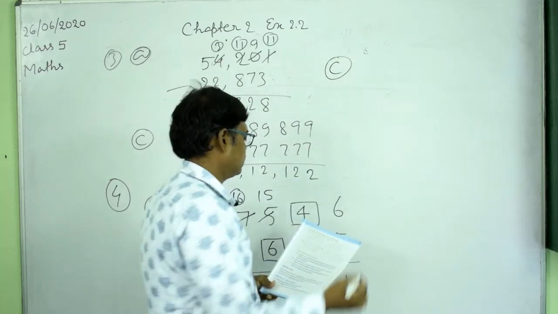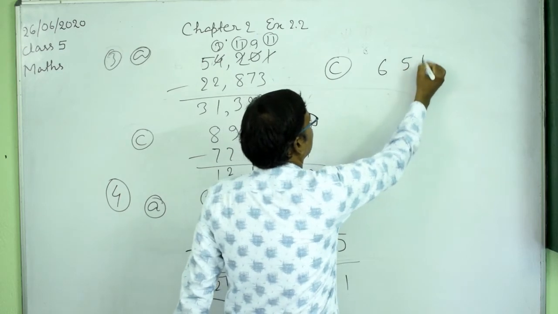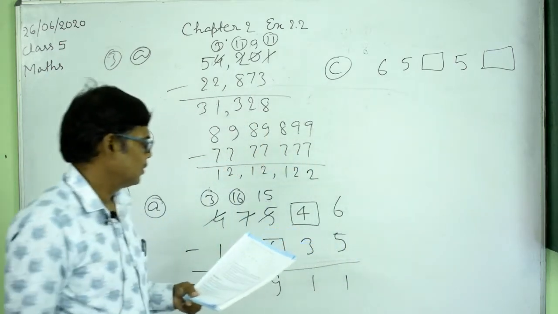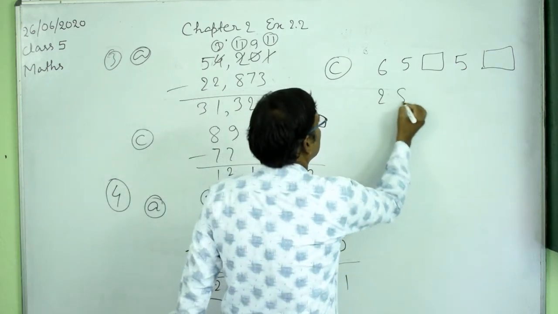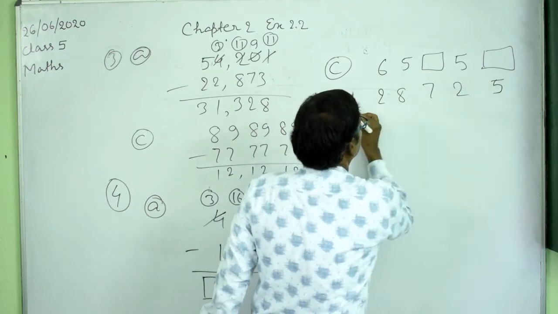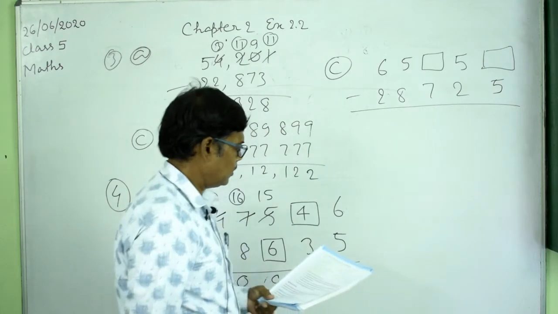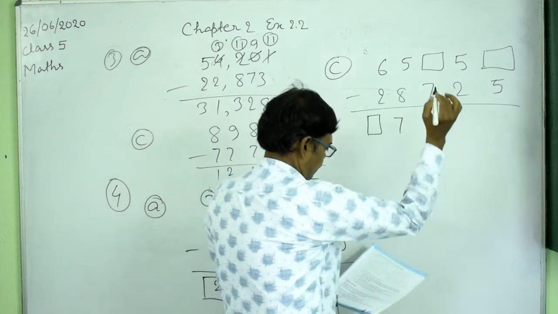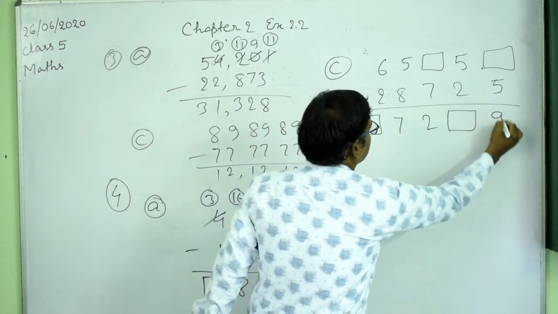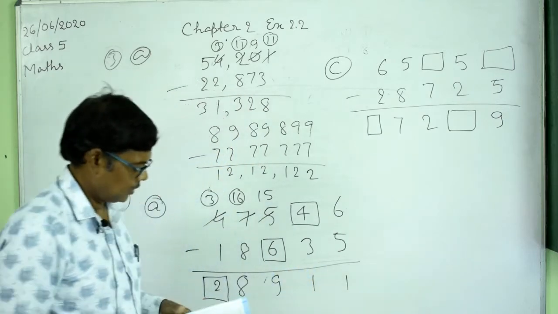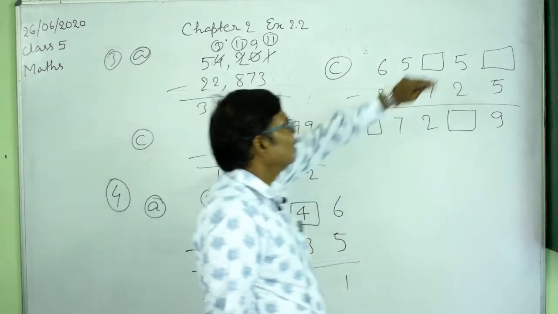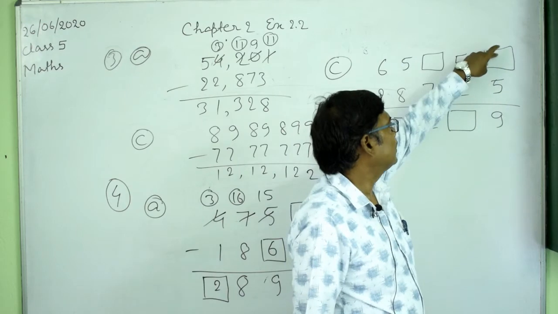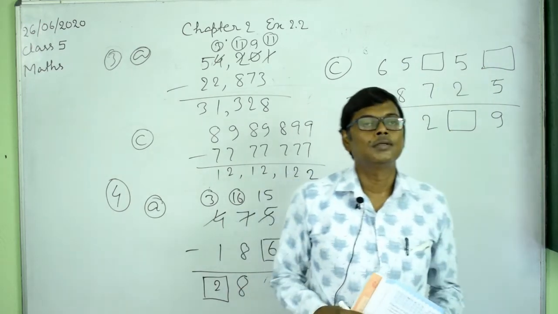So 6, 5, box, 5, box, and 5, and again another box, right? And 2, 8, 7, 2, 5, and subtract here, and the boxes are: a box here, and then you have 7, 2 and one more box, and then here 9. Now find out the digits in these boxes. So what will be the digit in this box? Now it is 5 here, this is 9. So what number will you write here so that this minus 5 will be 9? Do you have any number?